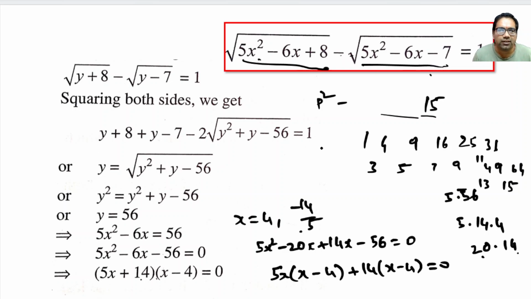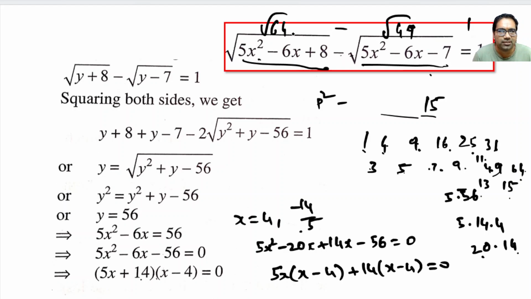So, for example, if we write all the perfect squares: 1, 4, 9, 16, 25, 36, 49, 64. The differences of these perfect squares are: 4 minus 1 is 3, 9 minus 4 is 5, 16 minus 9 is 7, 25 minus 16 is 9, likewise 3, 5, 7, 9, 11, 13, 15. We know the difference of 49 and 64 is actually 15. So that means this number could be 49 and this number could be 64. Root 64 minus root 49 is equal to 8 minus 7, which is equal to 1.